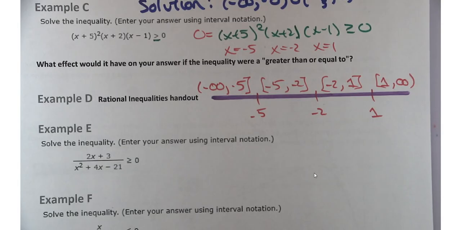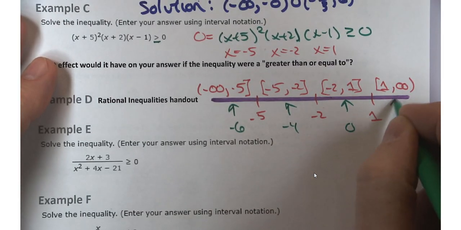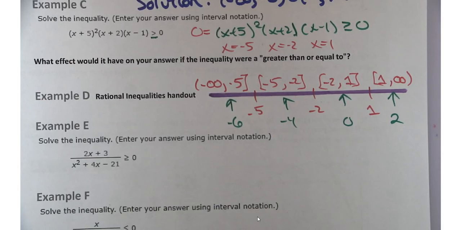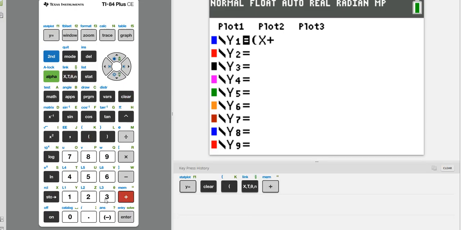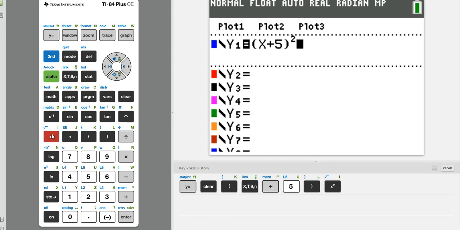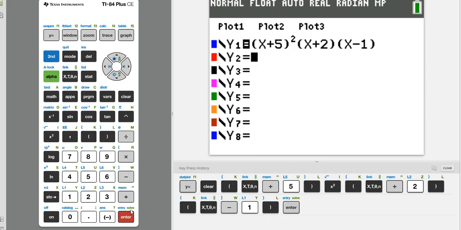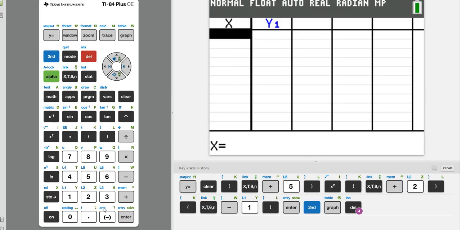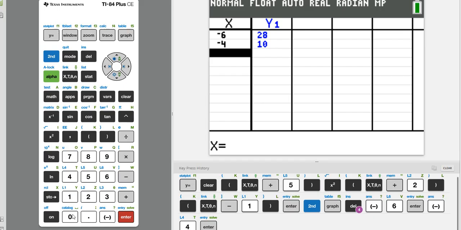Alex, how about some test points for us, please? What would be some good test points? -6, all right, -6. -4, 0, and 2. Perfect. Let me put that into my graphing calculator. I've got to change my equation. So I'll just clear this out. X plus 5, and hit the squared key. Why not? X plus 2, and X minus 1. Great. Now let's go to our table. Delete all our values here so we can choose Alex's points. -6, -4, 0, and 2.